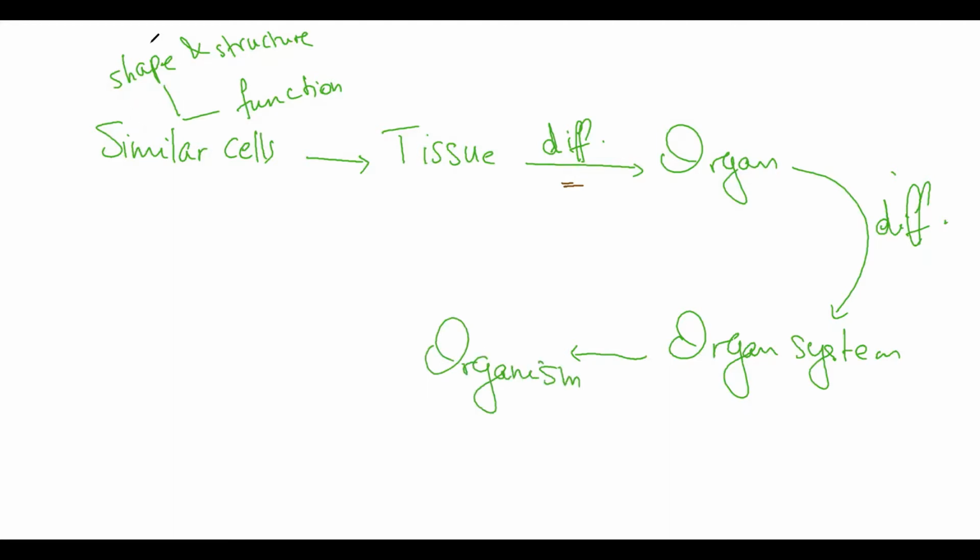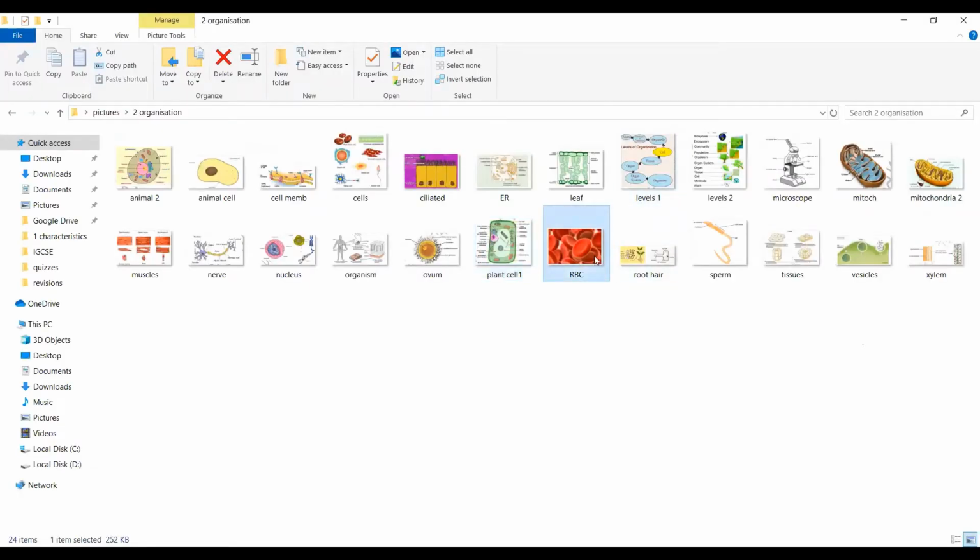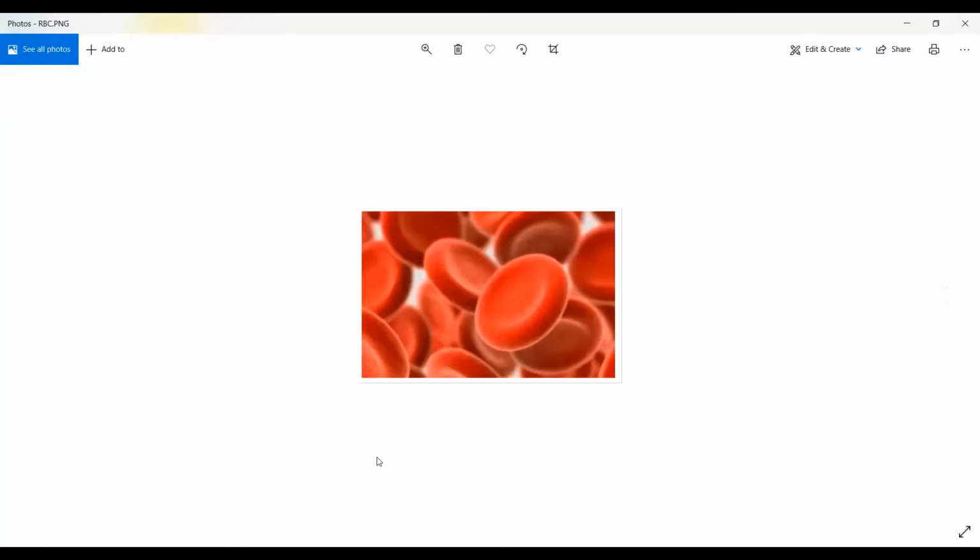But let me explain this part. Are all the cells similar? No. Each cell has a certain structure, a certain shape, in order to do a certain function. So what does this mean? Let me give you an example with the red blood cells. If you look at the red blood cells, they differ from other cells.